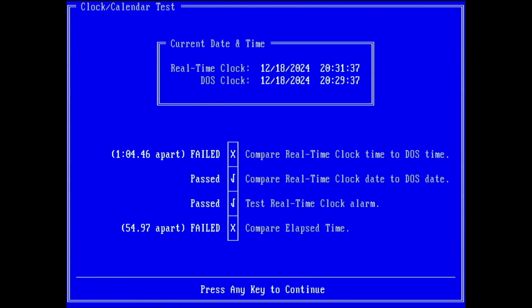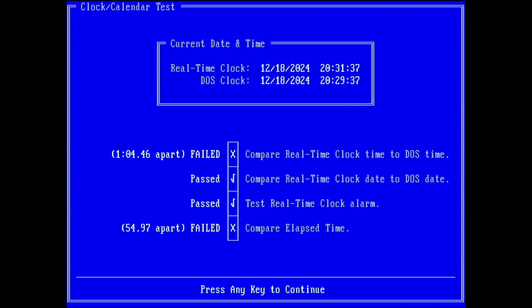Then the second test is compare the real-time clock date to the DOS date. So yes, the date didn't change, that's okay. And then we have the real-time clock alarm test. I guess this is not affected by our issue that we are having on this board. But finally, we have another test. Maybe this is just a test that takes the current time snapshot and then it waits for a given period. And then it compares what's the time in DOS and what's the time that the real-time clock chip reports. But yeah, clearly there is an issue.